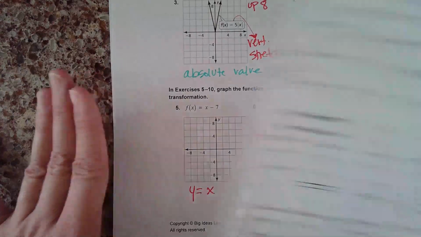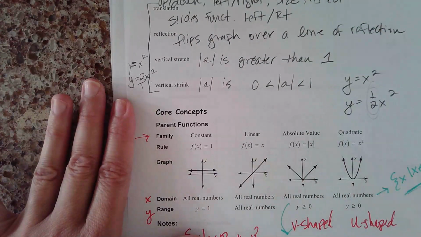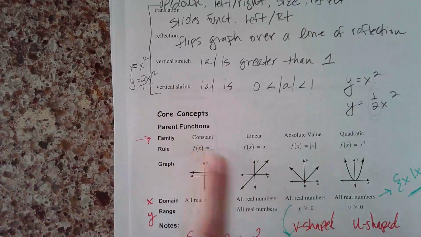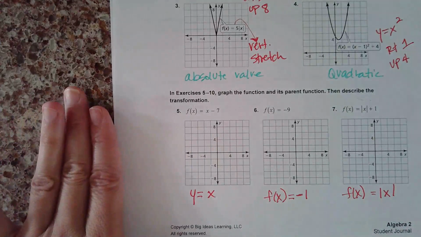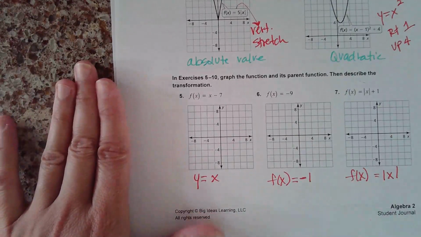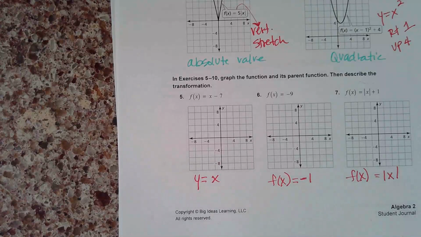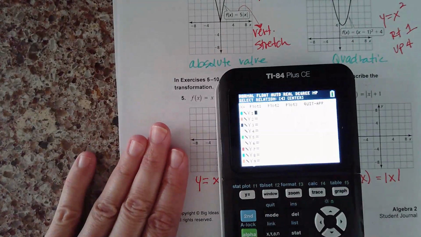And again, all I did is pulled them from this page here where we talked about our 4 different types of parent functions. So that's the constant, the absolute value, and the linear. So then it asks us basically what kind of transformation. So we can do this in 2 ways. We can graph it and look and see what happens. You can graph it by hand or you can graph it using your calculator. I'm going to go ahead and graph it on our calculator. I'll show you how this works.